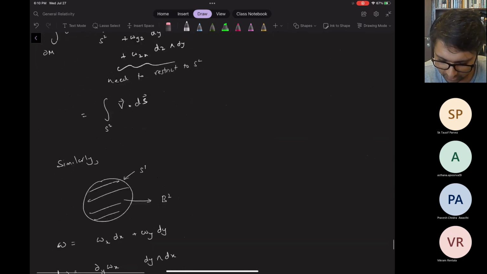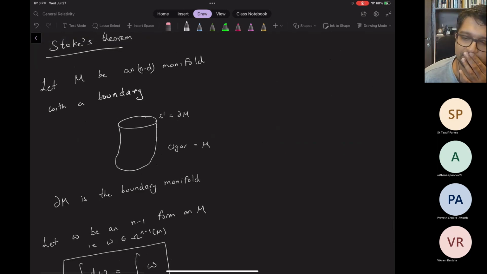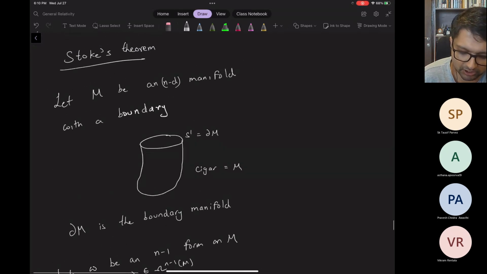There's something more. Are you guys okay with another 10 minutes and I can just finish this thing? This is a slightly important topic. Okay. So this is called Stokes theorem. I'm just going to state some results without proof. Let M be an n-dimensional manifold with a boundary.